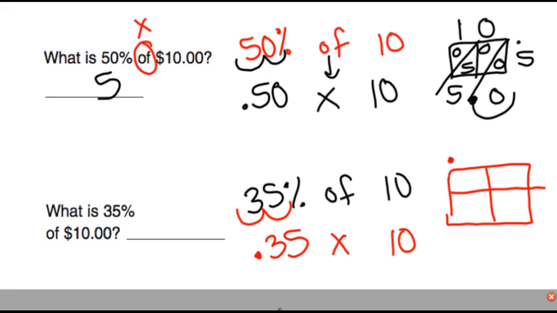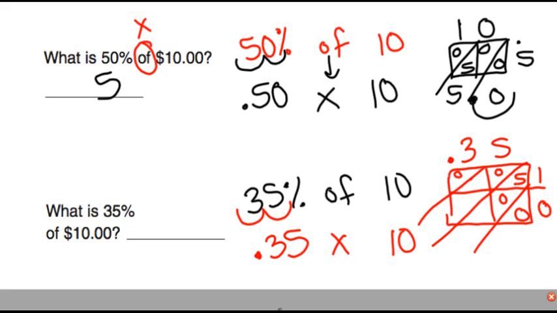We have 0.35 here, 10 here. Do our diagonals. 5 times 1 is 5. 5 times 0 is 0. 3 times 1 is 3. And 3 times 0 is 0. So we have 0, 5, 3. And we're moving that decimal over 2 places in our answer. So 3.5 would be the answer.